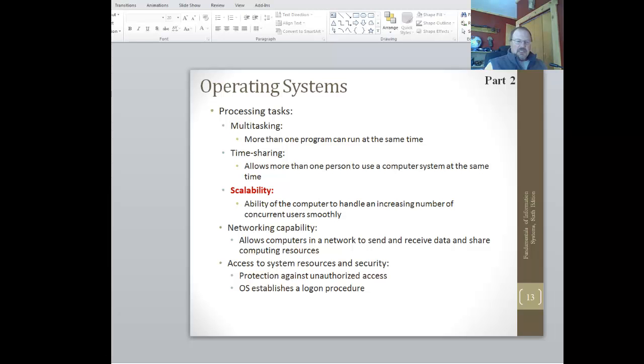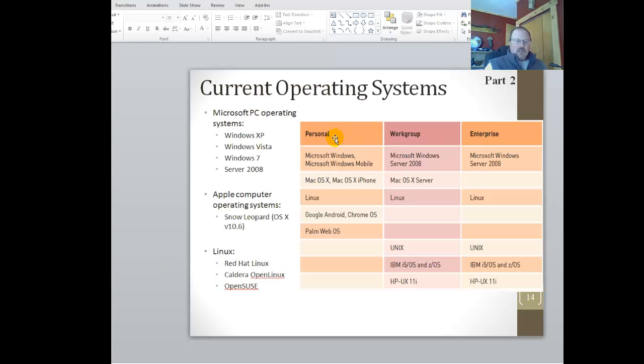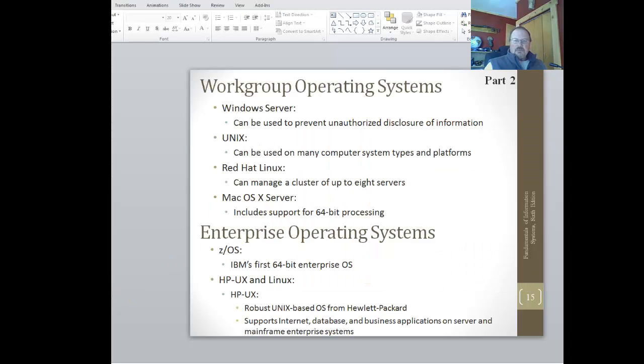Let me scroll down. I think current operating systems, you have the Windows environments, you have the Apple environment, you have Linux, you have various flavors of Linux. Mountain Lion, I think, is the newest Apple environment. And I think at this point we're going to stop, and I'm going to start at the workgroup operating systems and enterprise operating systems in part 3.